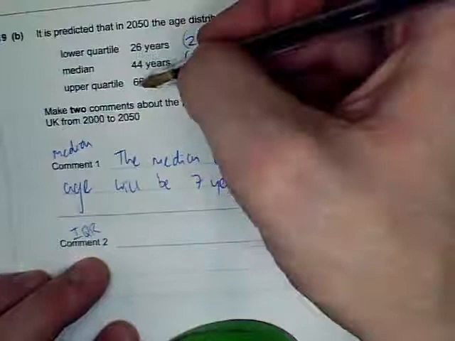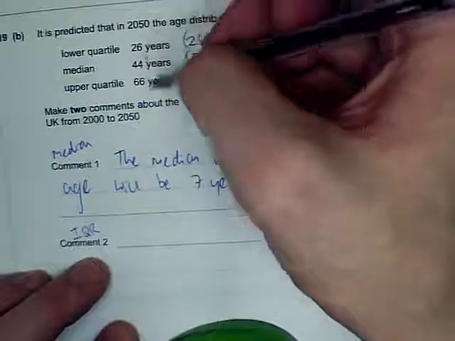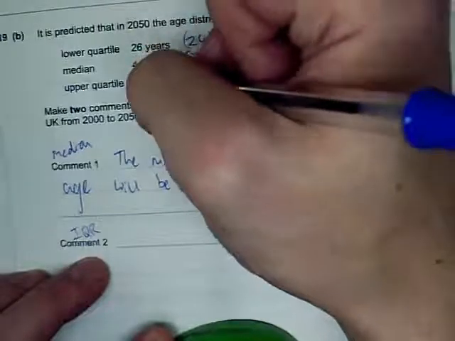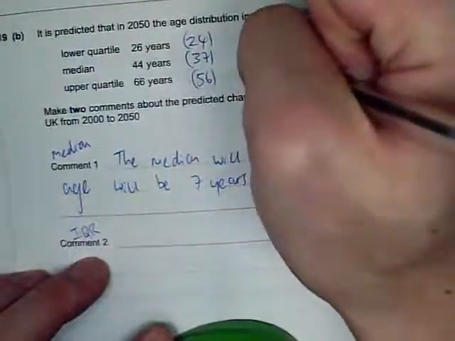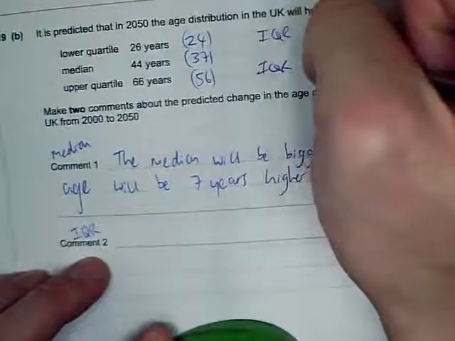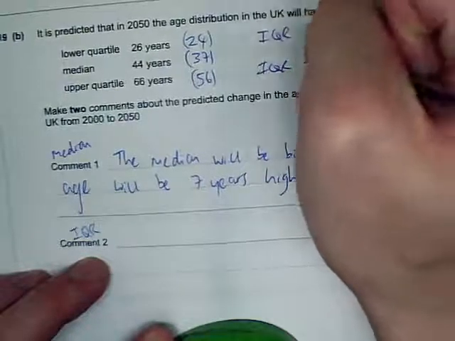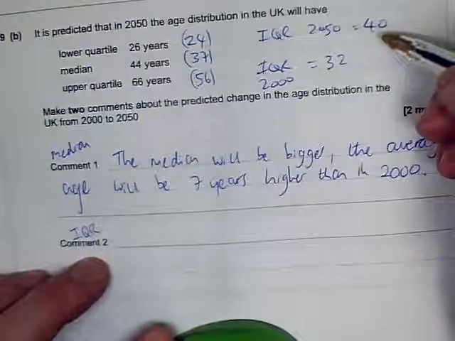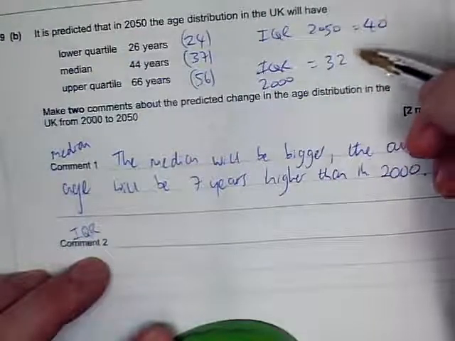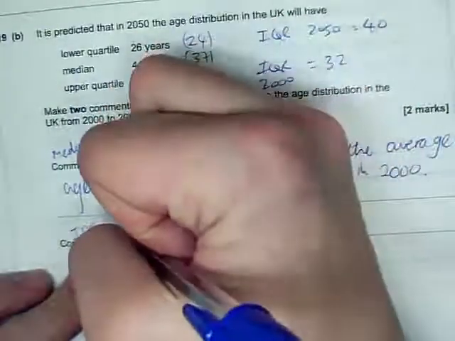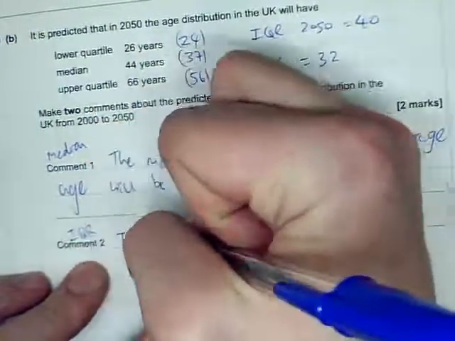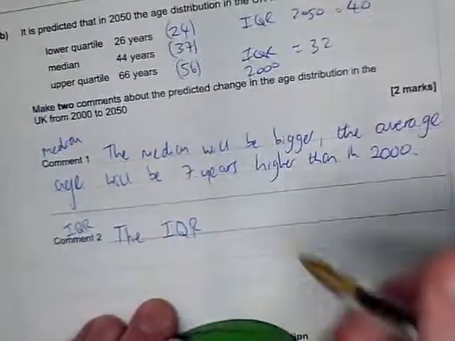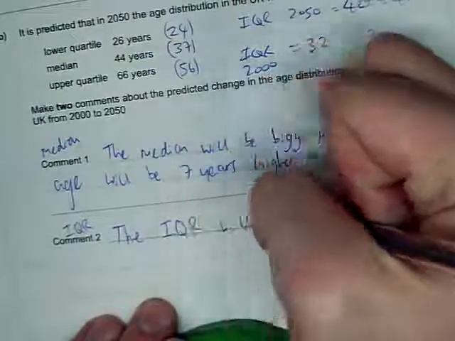Okay. Comment 2 regarding the interquartile range. So if we actually look at this, interquartile range for 2050 would just be 40, whereas the interquartile range before they said was 32. And that was in 2000. So we can see the interquartile range has got higher or bigger in 2050. So we can say that. So the interquartile range, and just to make it shorter, I could just call it the IQR, will also be higher.